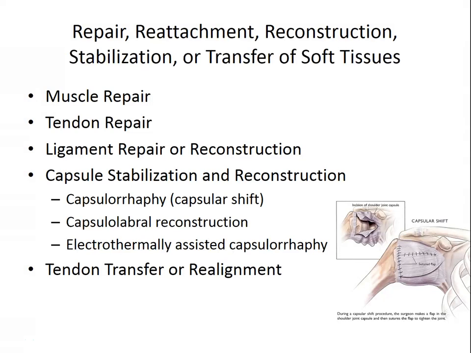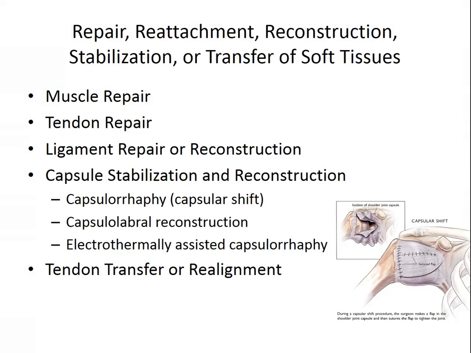You can have different types of capsular stabilization or reconstructive procedures. You can have a capsulorrhaphy, which is also known as a capsular shift, which is the image that I have on the slide here. What they do with a capsular shift is essentially tighten that joint capsule, and it's done very commonly in the shoulder for people who are frequent dislocators. You can have a capsulolabral reconstruction, where they will reconstruct not only the joint capsule but also the labrum around the joint.